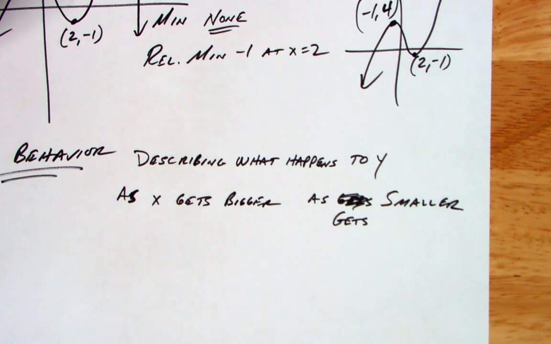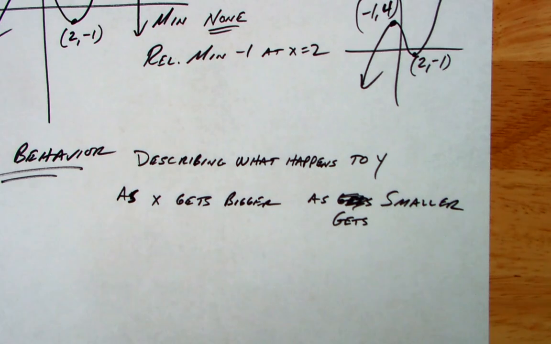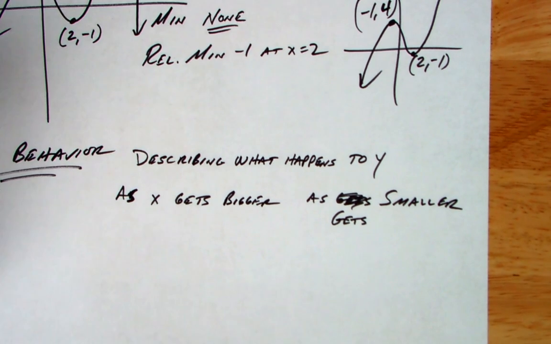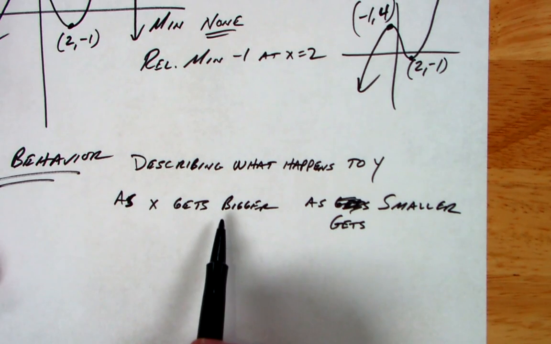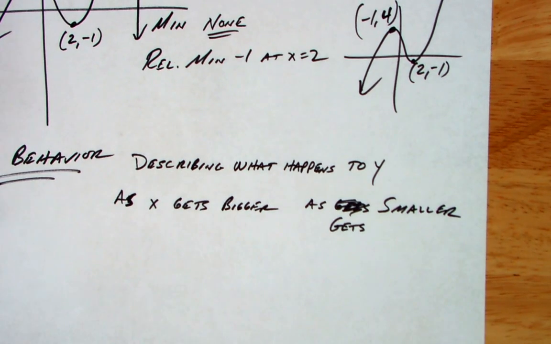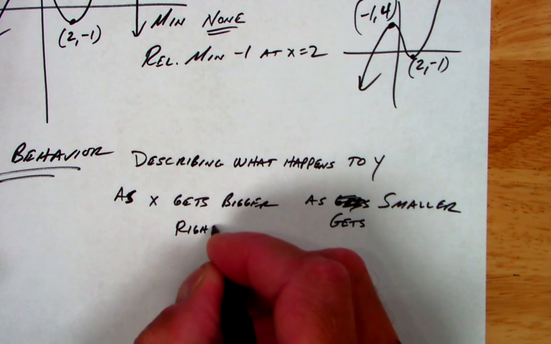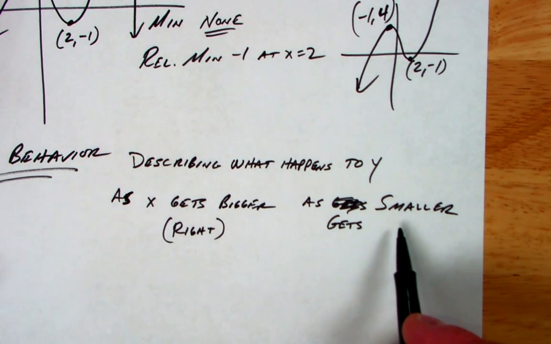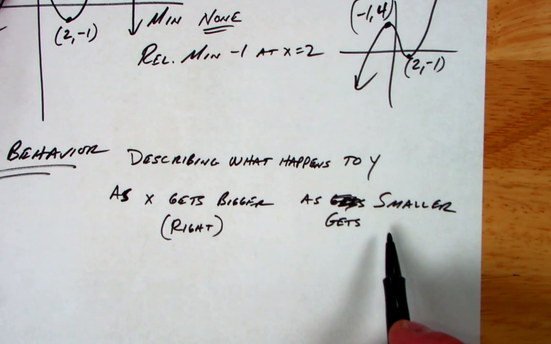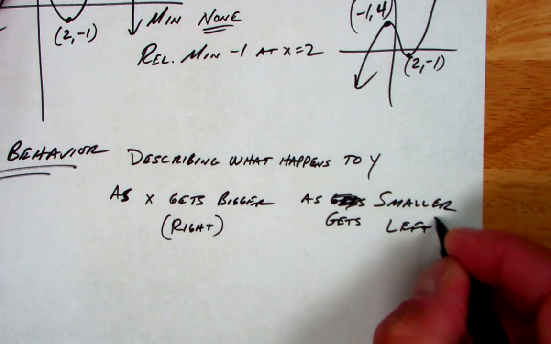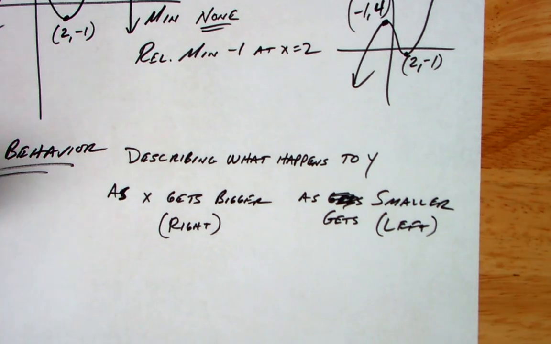Okay? There's a couple important things to understand before we move on. When I say as x gets bigger, where am I moving on the graph? I'm moving to the right. As x gets smaller, which way am I moving? Left. So as you're scanning to the right, what happens? And as you're scanning to the left, what happens to my height?